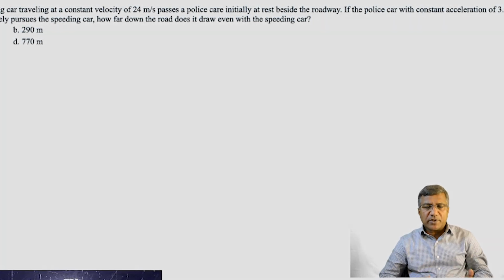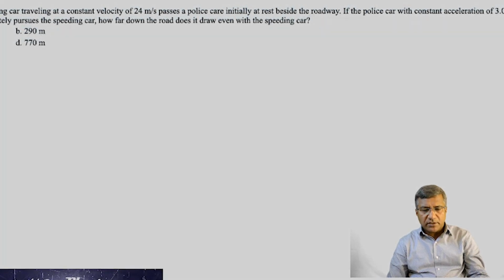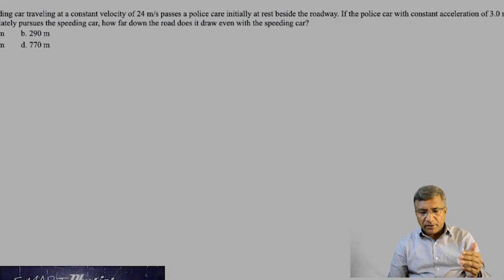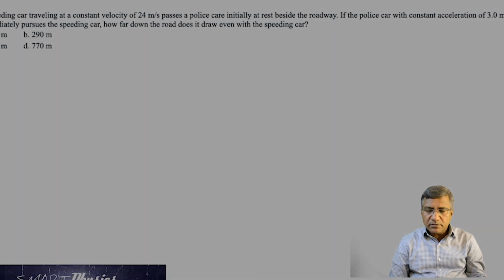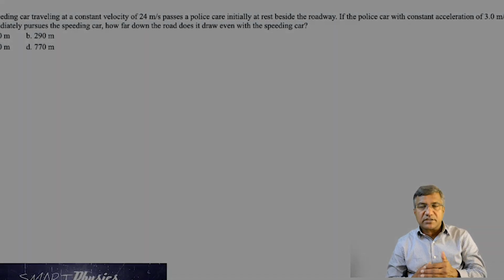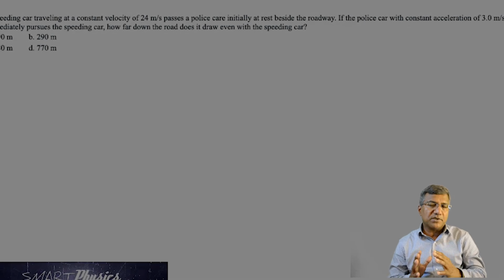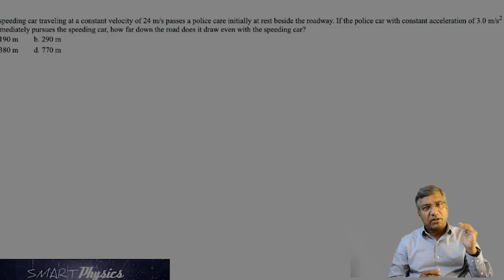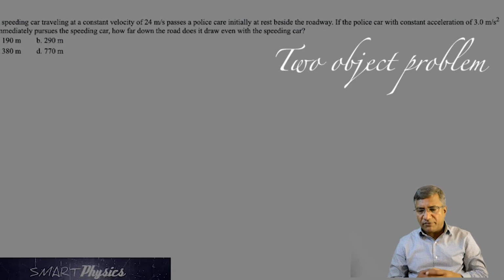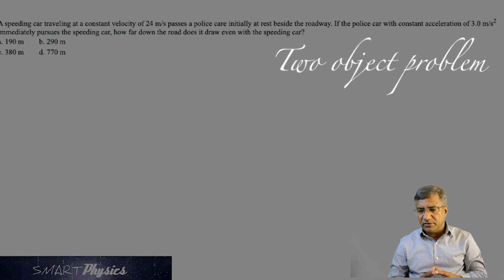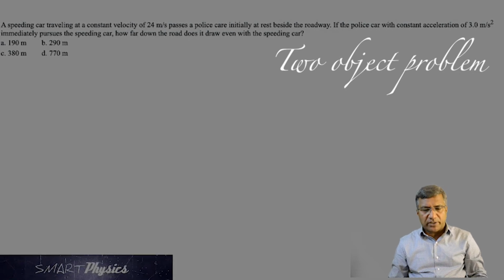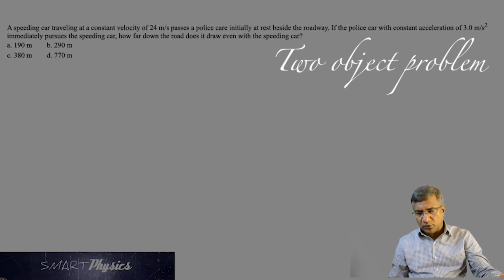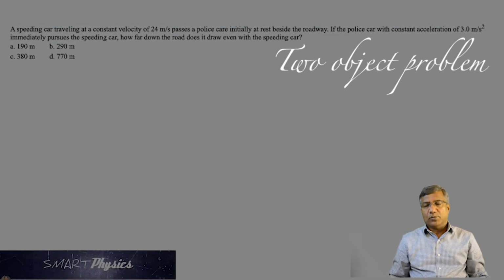Now, this is the next question. A speeding car traveling at a constant velocity of 24 meters per second passes a police car initially at rest beside the roadway. So the cop is just lying there in wait, and then the speeding car just passes by. If the police car with constant acceleration of 3.0 meter per second squared immediately pursues the speeding car, how far down the road does it draw even with the speeding car?